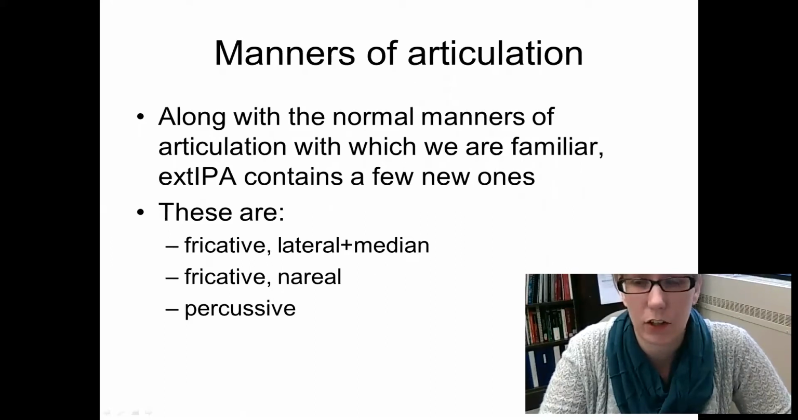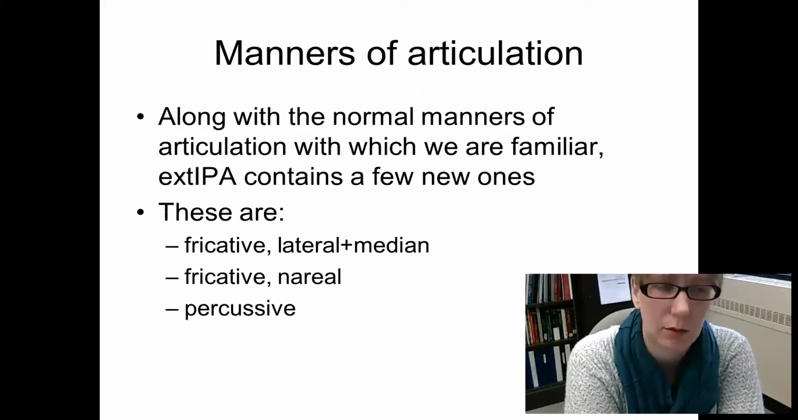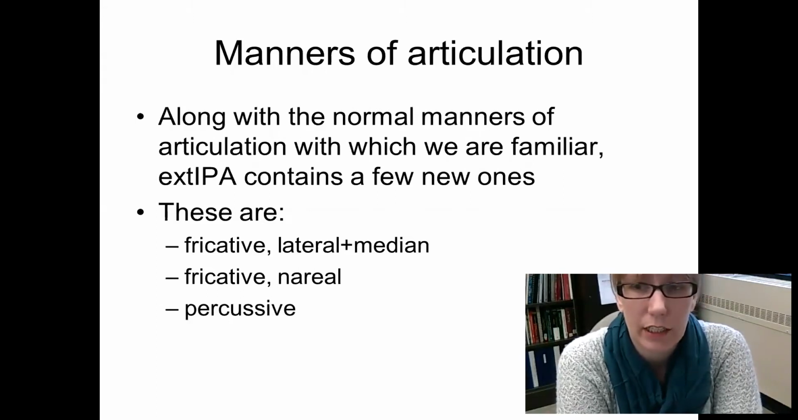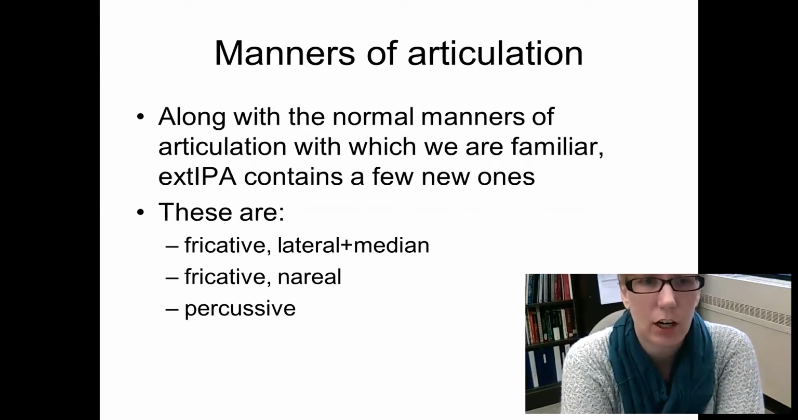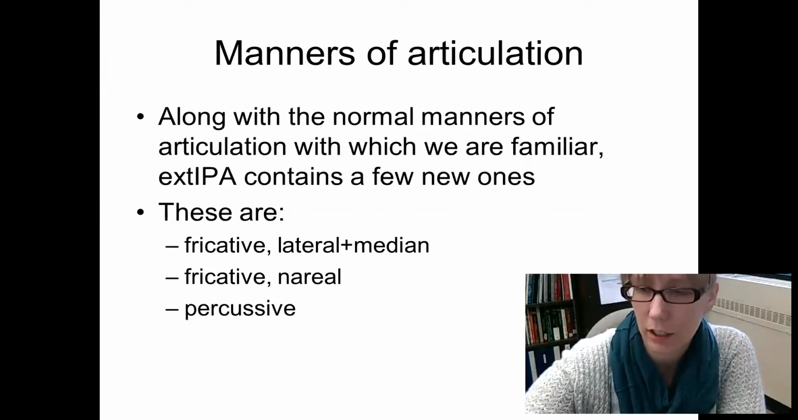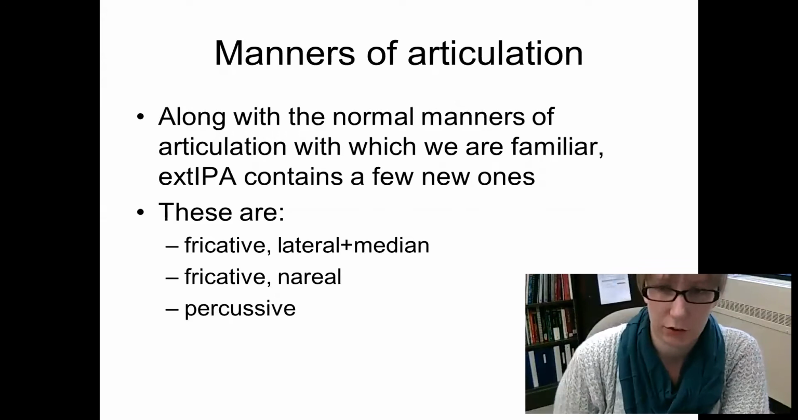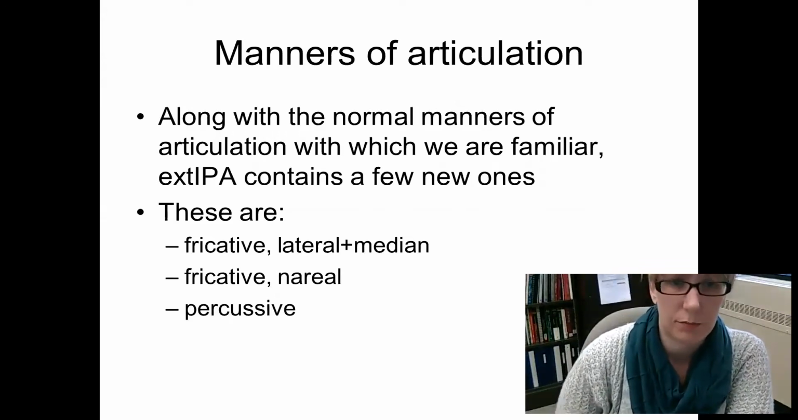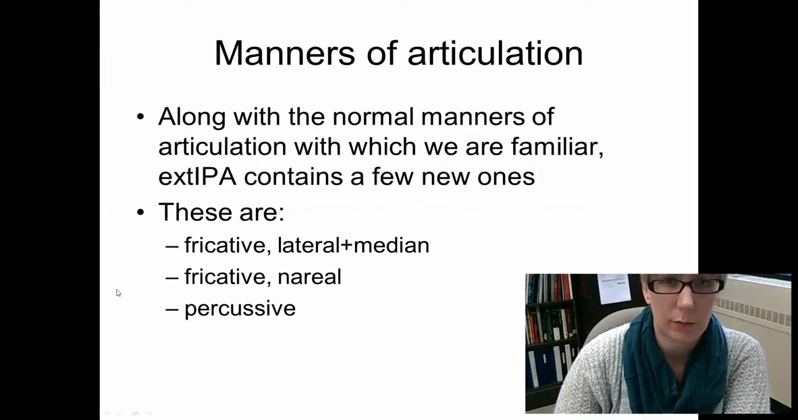All right, so as we saw on the chart, there are manners of articulation listed for each row, just like our normal consonant chart on the IPA chart that we've learned. But there are some new manners of articulation that we're going to talk about here that are not found in natural, non-disordered language. And the first one we're going to talk about, or the first two, refer to changes in fricatives. So as we talked about before, fricatives are sounds that are produced with turbulent airflow.